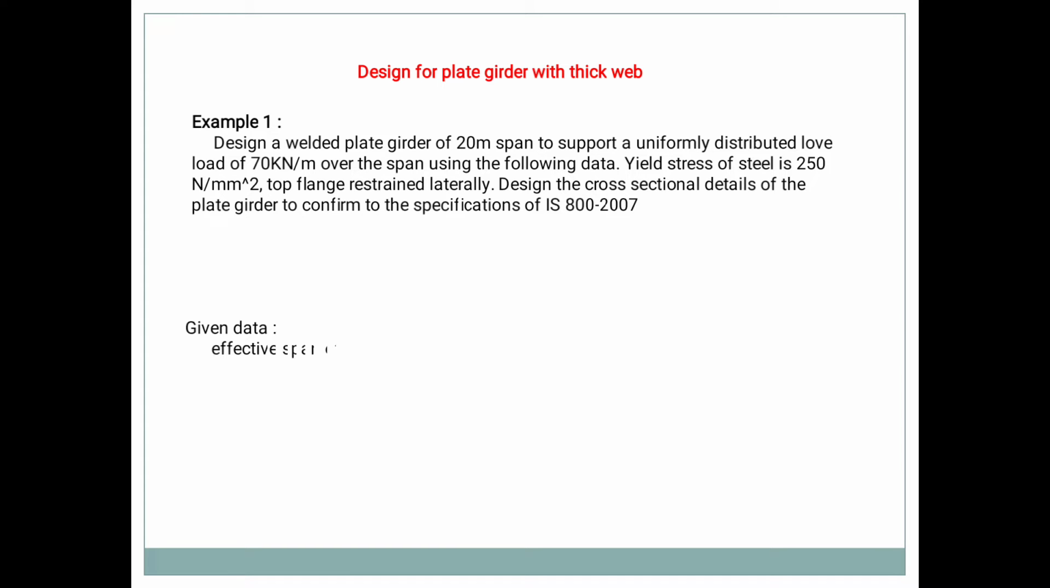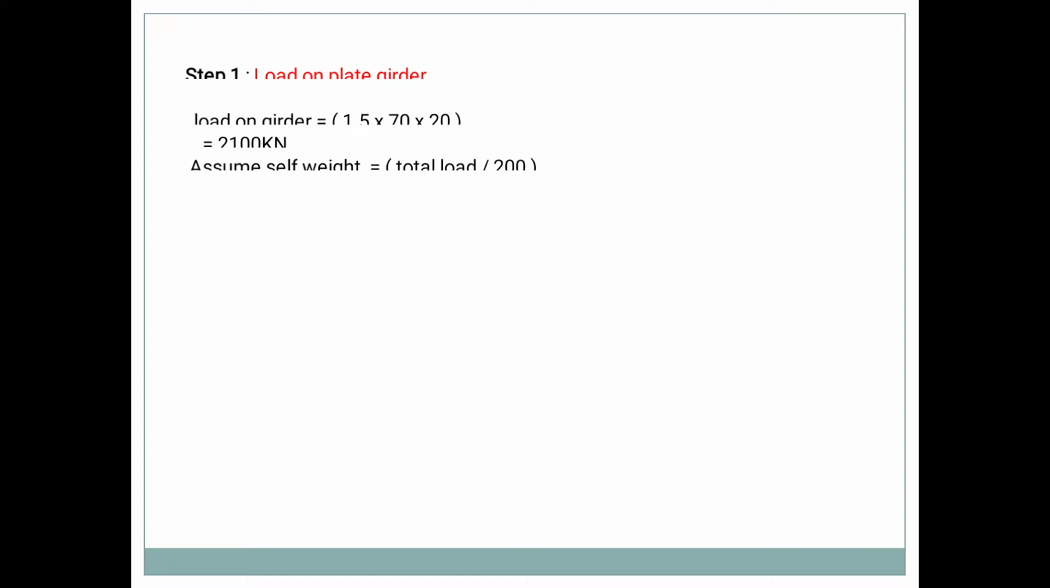Given data: effective span of the girder is 20 meter. Distributed live load is 75 kN per meter. Yield stress of steel is 250 N/mm². Step 1, load on plate girder. Load on girder is equal to 1.5 into 70 into 20, where 1.5 is the load factor and 70 is the live load, which gives 2100 kilonewton. Assume self weight is equal to total load by 200, which is 10 kilonewton per meter. So total factored load is 70 plus 10, which is 80 kilonewton per meter.